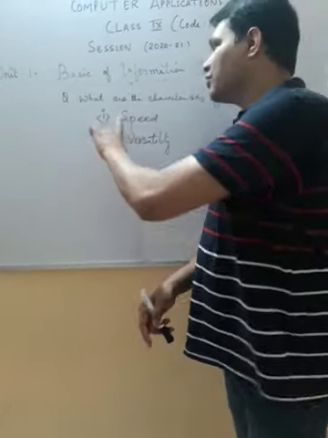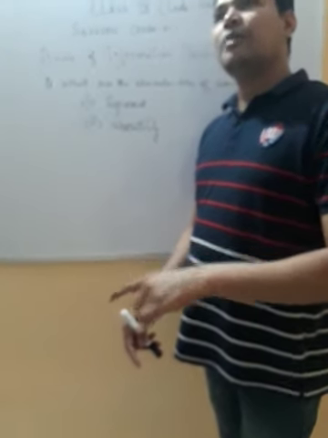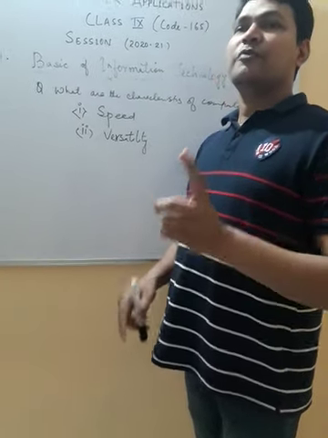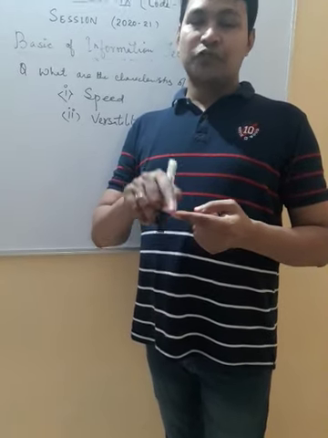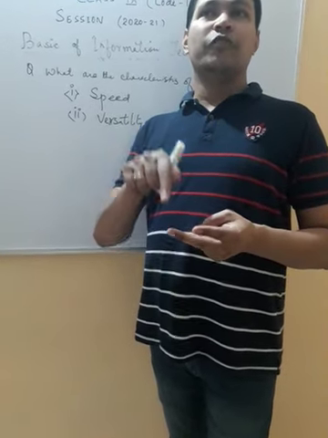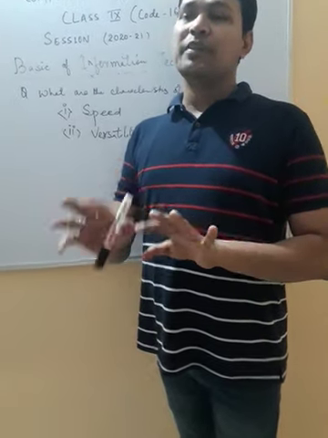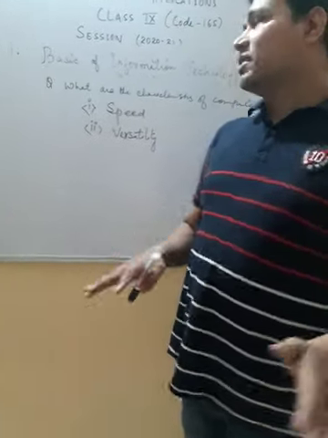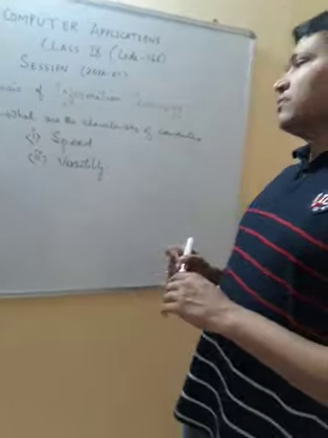Versatility is a feature of a computer in which it can perform multiple tasks at a time. Just a couple of minutes before, I gave you one example. A computer can perform the downloading process, the music playing process, and the typing process at the same time. How is it done? It is done by the feature of versatility. Okay?